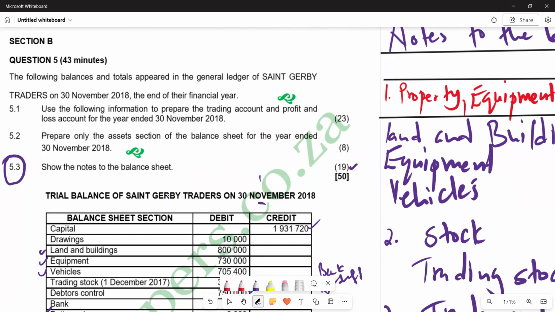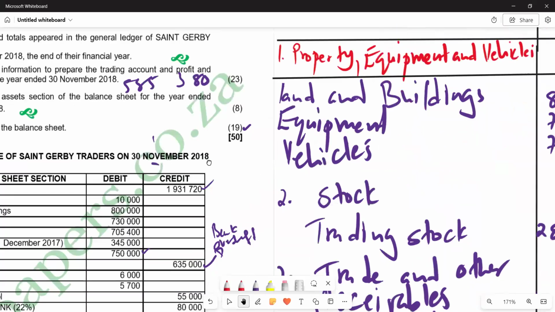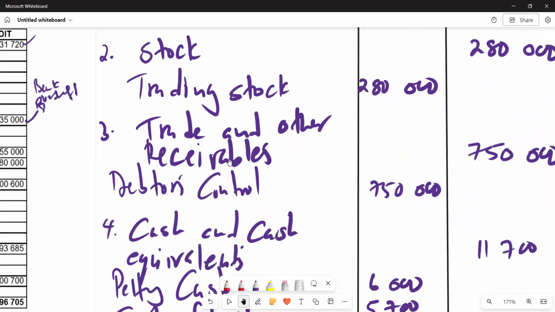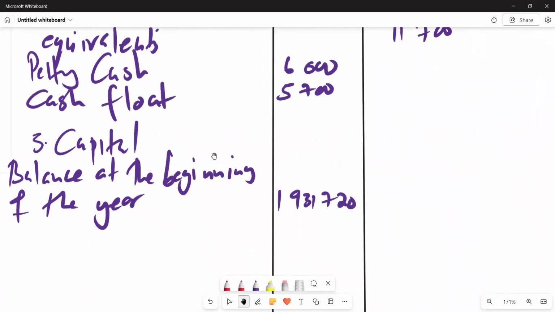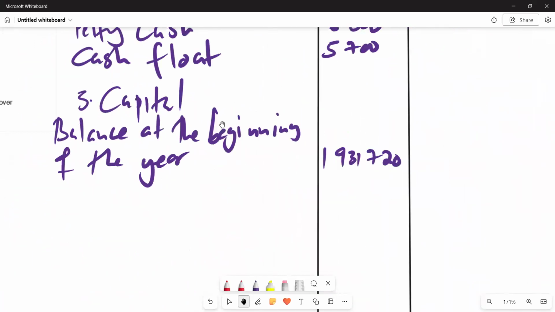585,380. So this is the same figure that should come there to add it to our capital. So to our open capital figure, we can just go there and say plus net profit.